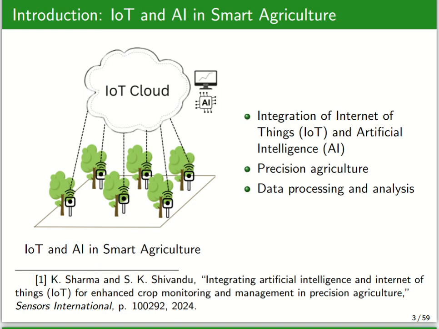In smart farming, we use IoT and AI to help farmers. IoT devices collect data from the farm. AI helps process this data together. They make farming more efficient. For example, farmers can use less water or give water at the right time.